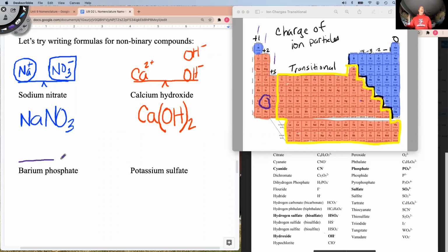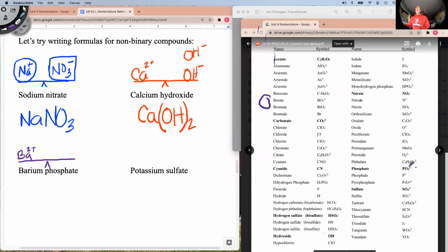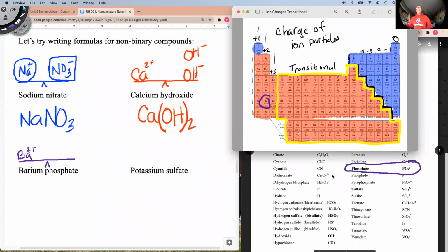So if we drew our little balance beam, right, we have barium, which has a charge of, that's right, 2 plus. And now we have to go find phosphate. So we're going to come over here to our table and find phosphate. And let me do that one again because I don't want to cover up that charge. So there's phosphate right here, right? And once we have phosphate, then we go, okay, now we know phosphate is PO4 with a 3 minus charge.